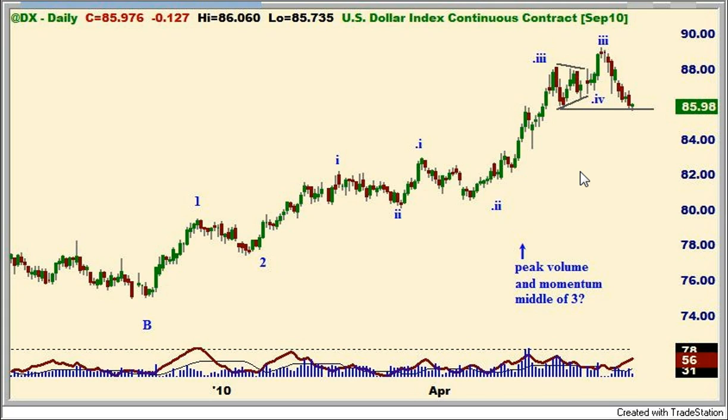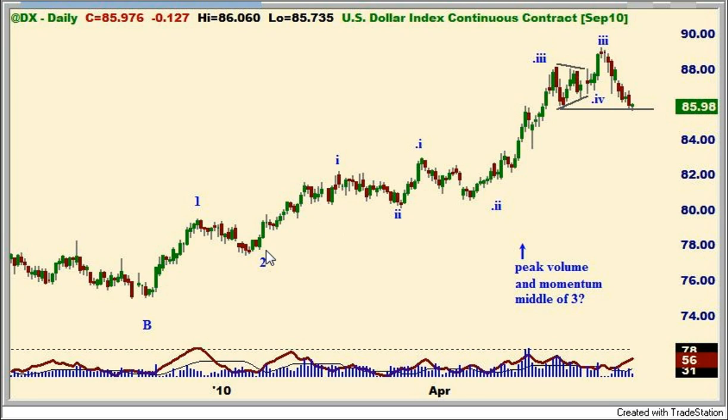Here's the dollar index daily. There's a variety of counts out there on the dollar index. One of the problems I have with labeling this as 1, 2, 3, 4, 5 is that the corrections aren't alternating. Indeed, if you look, we've got basically zigzag corrections off of all of these rallies.